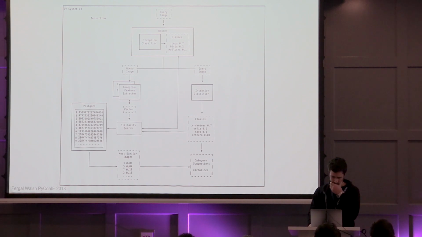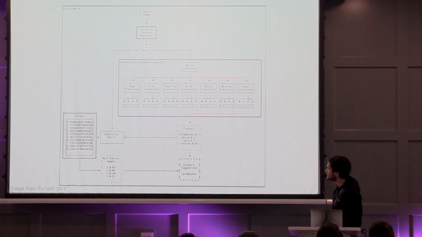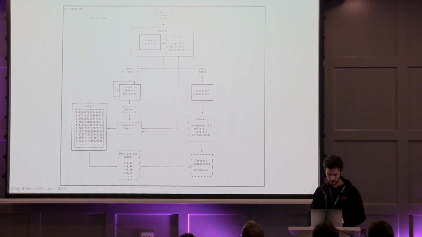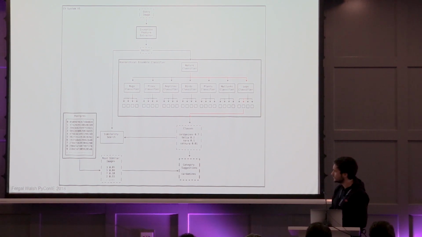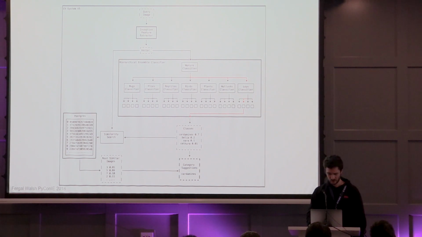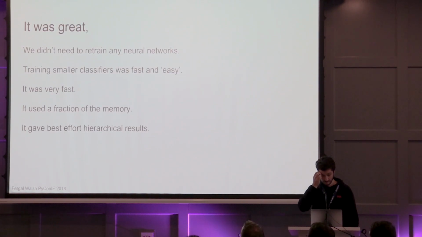And then we took our architecture and modified it a bit to fit this in. So we replaced what was three different inception nets with one inception net and then this big hierarchical classifier. And then the same feature vector feeds into the similarity search. So we have this hierarchical classification and the similarity search.